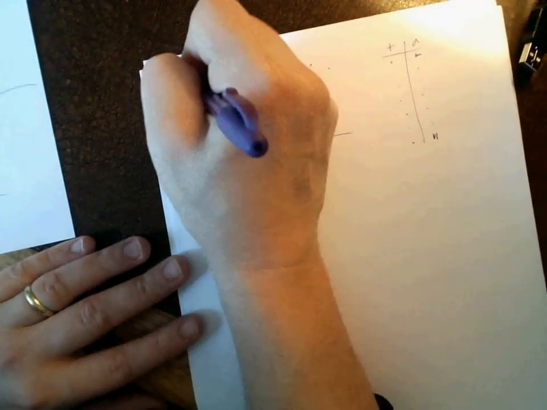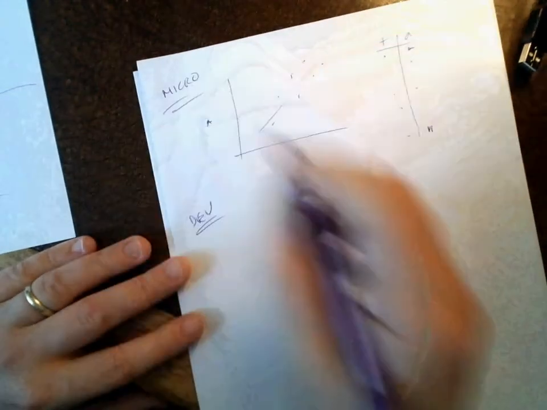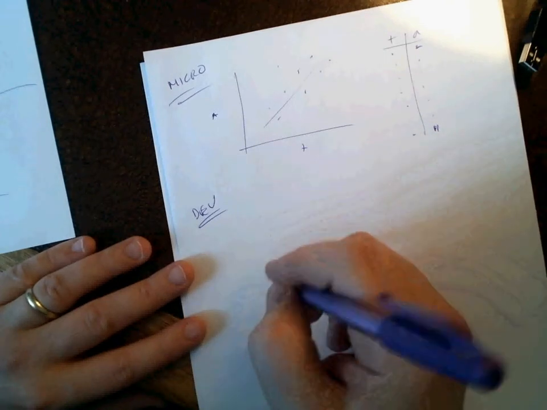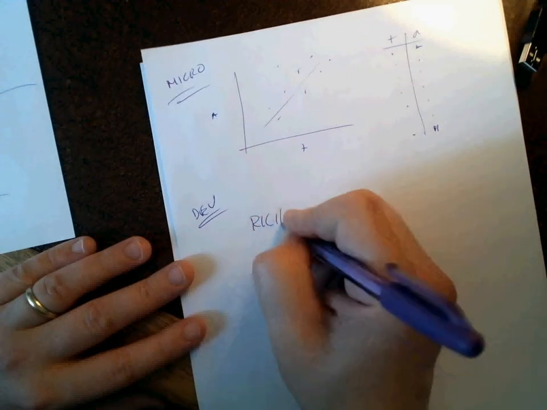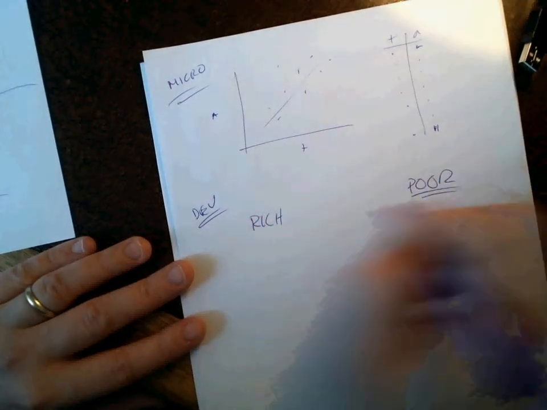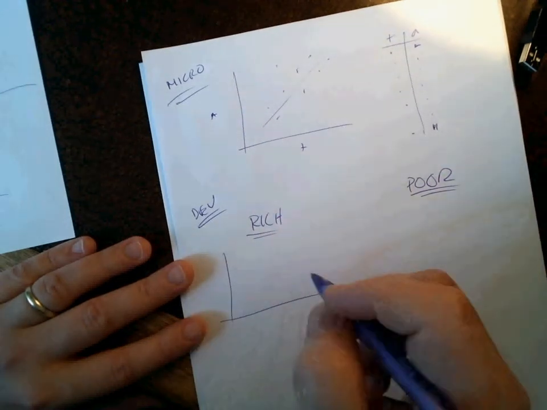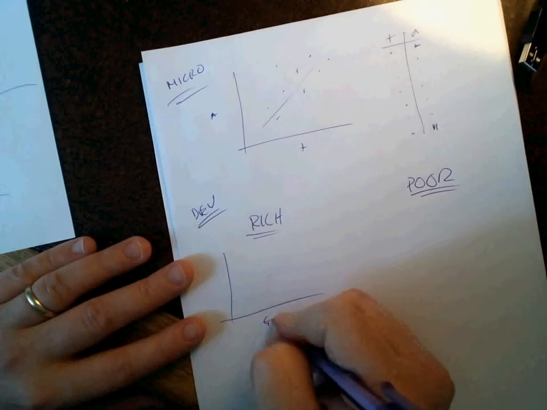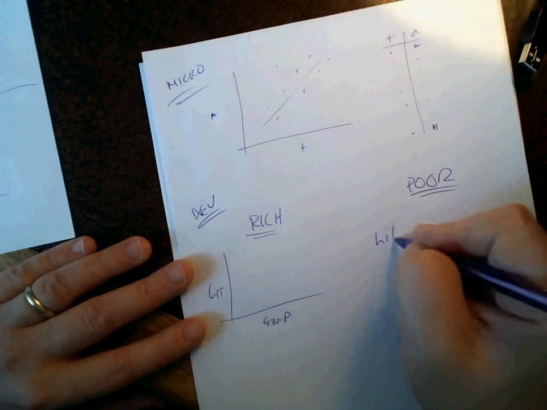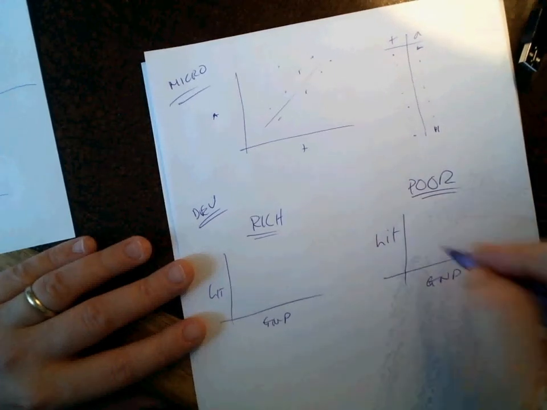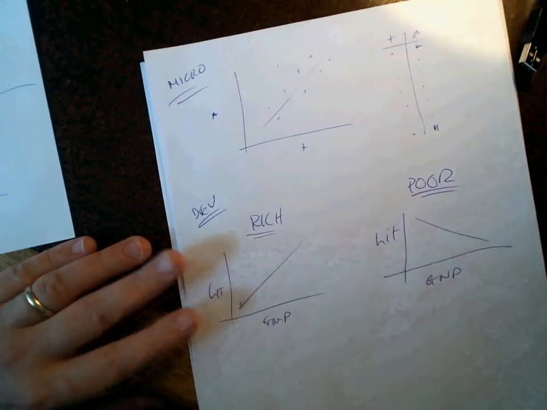That's microclimate, and for development, again this one lays itself out quite nicely. You would want to do, and remember, don't call them this, please. That's the whole point of your study. Rich versus poor, you're going to do a scatter plot for each, GNP and literacy, and you're going to see that the poor countries have an inverse relationship, and the rich countries have a positive relationship.